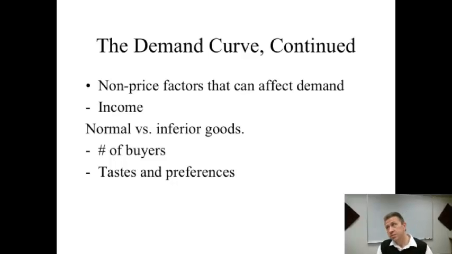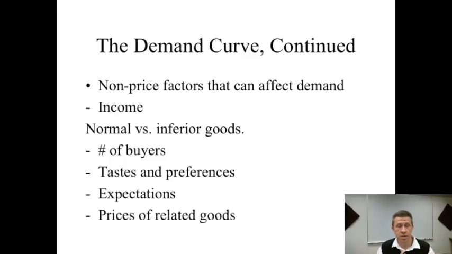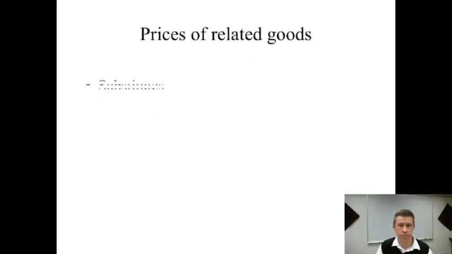Tastes and preferences matter. People have various fads for products; things go in and out of style. Expectations for the future can matter. Prices for related goods can also matter. So for prices for related goods, let's think through a couple of ways this could matter.